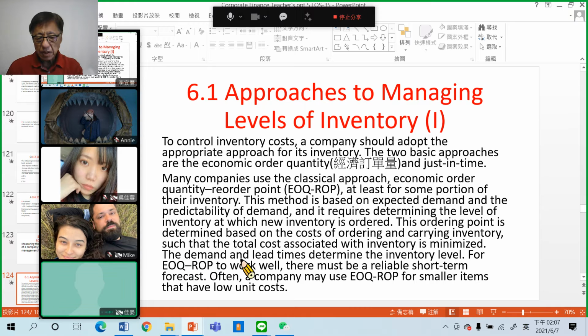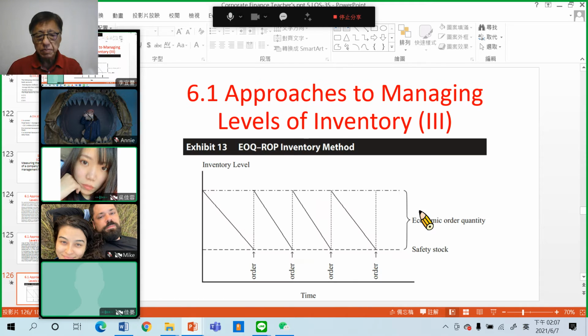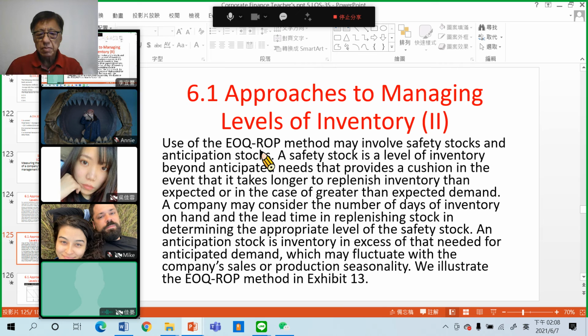So demand and lead time determine the inventory level. For EOQ ROP to work well, there must be a reliable short-term forecast. Often, a company may use EOQ ROP for smaller items that have low unit cost. And on the next page, Cindy will explain more about EOQ ROP.